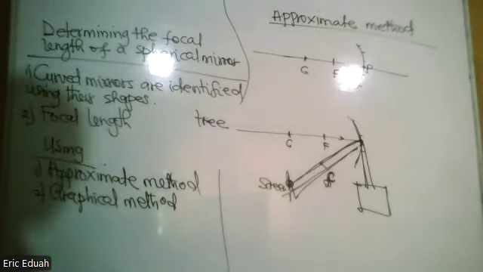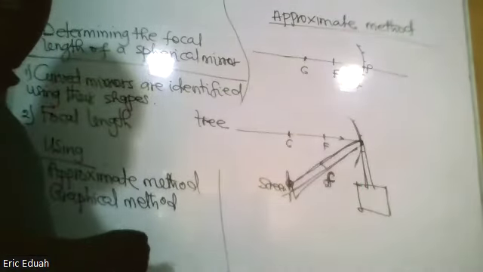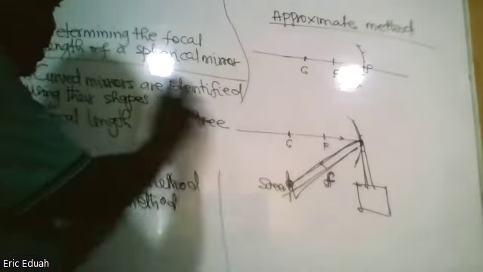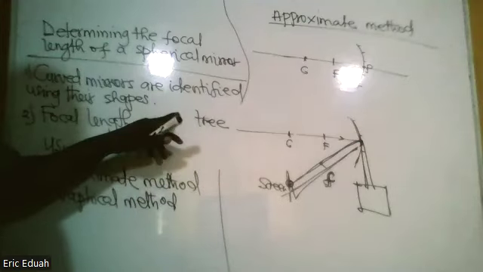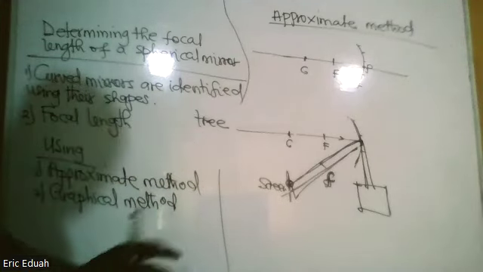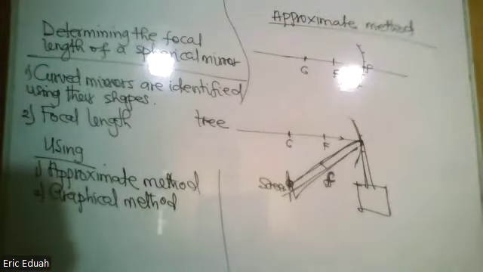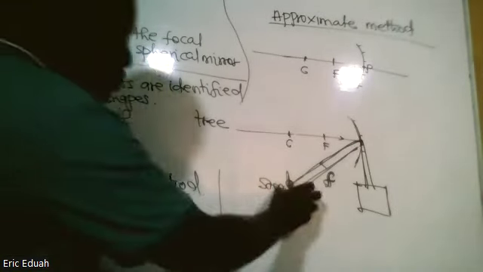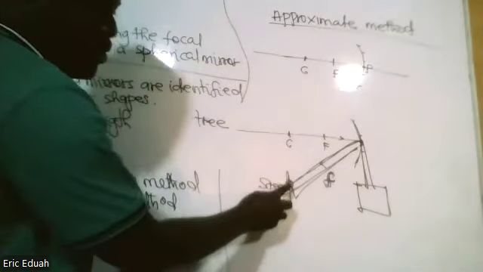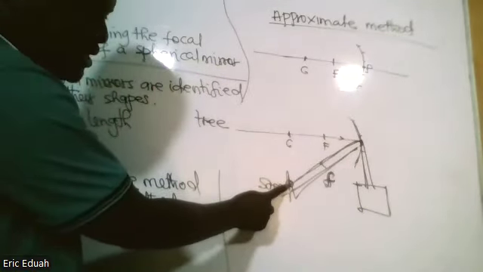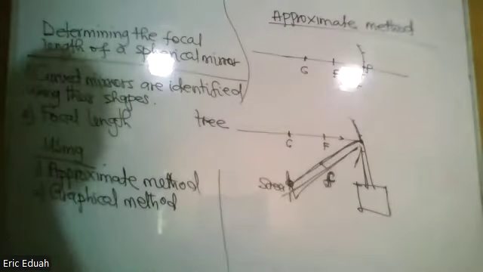Then let's look at the graphical method. After this, in a lab, you will be doing it quickly. Try to focus rays from a distant object, and then have a screen to capture the image of the distant object. By moving the screen back and forth around the mirror, you can get a sharp image of it, and then measure the distance between the screen and the mirror.